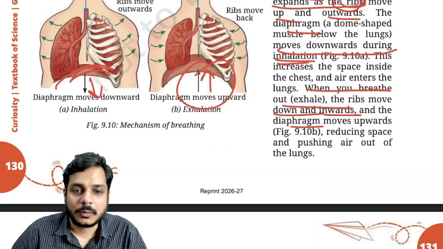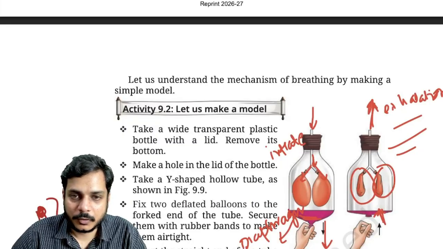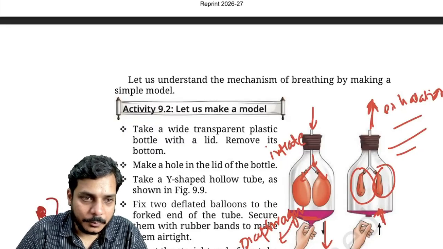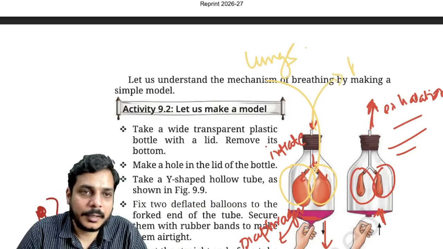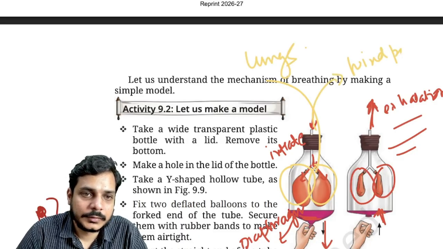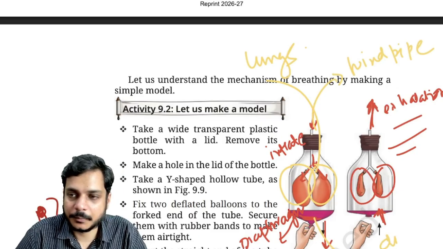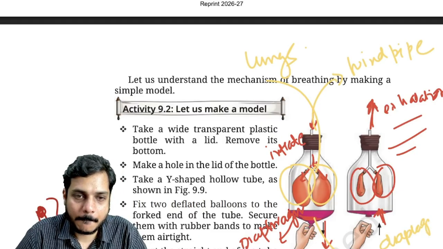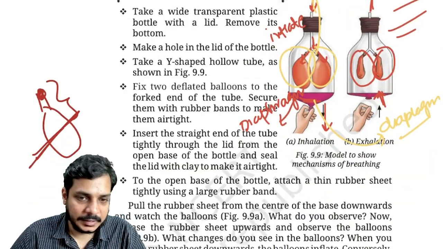So what is there? Just for our understanding, these balloons represent lungs. This represents your windpipe. This stretched rubber represents the diaphragm. Now this is understood.